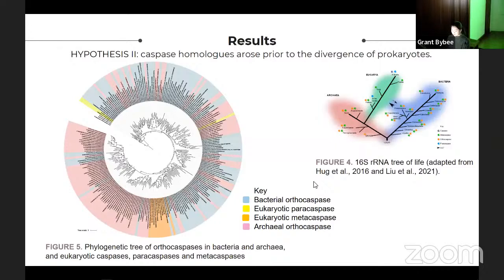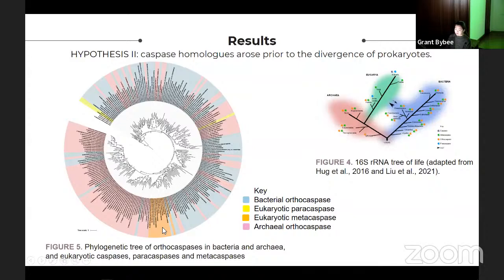And how we basically wanted to study this was to look at their phylogenetic tree. So you can see on figure 5 here that this is a phylogenetic tree of orthocaspases, a type of caspase homolog. Each label represents one protein sequence, and the protein sequences have been labeled according to the domains. So the pink is archaea, the blue is bacteria, and yellow and orange are eukaryotes.